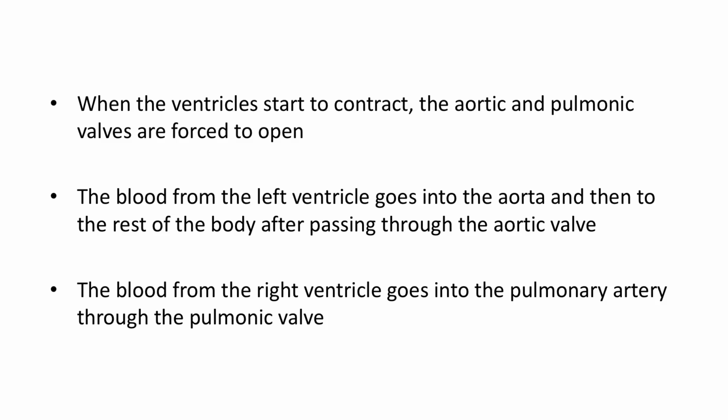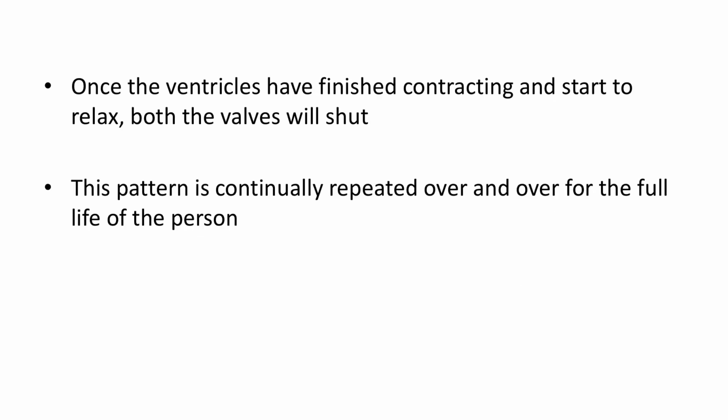The blood from the left ventricle goes into the aorta and then to the rest of the body after passing through the aortic valve. The blood from the right ventricle goes into the pulmonary artery through the pulmonic valve. Once the ventricles have finished contracting and start to relax, both the valves shut, preventing any blood from flowing back. This pattern is continually repeated over and over for the full life of the person.